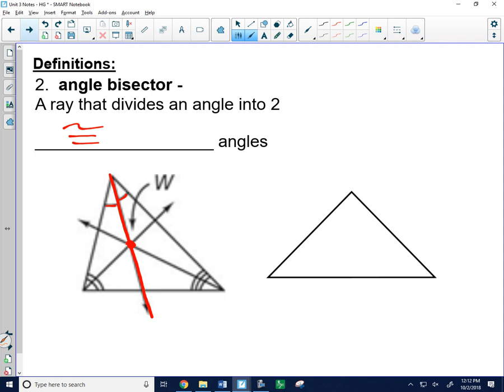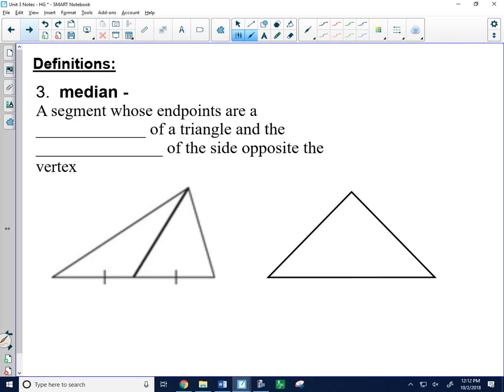We did this one, right? So angle bisector. So let's go on to median. I think midpoint. It's a segment whose endpoints are a vertex, there it is, and a midpoint of the side opposite. And here's an example. There's a vertex. It goes to an opposite side. We must have this marking, otherwise we cannot assume it's going to a midpoint. So those are congruent, therefore it's a midpoint.